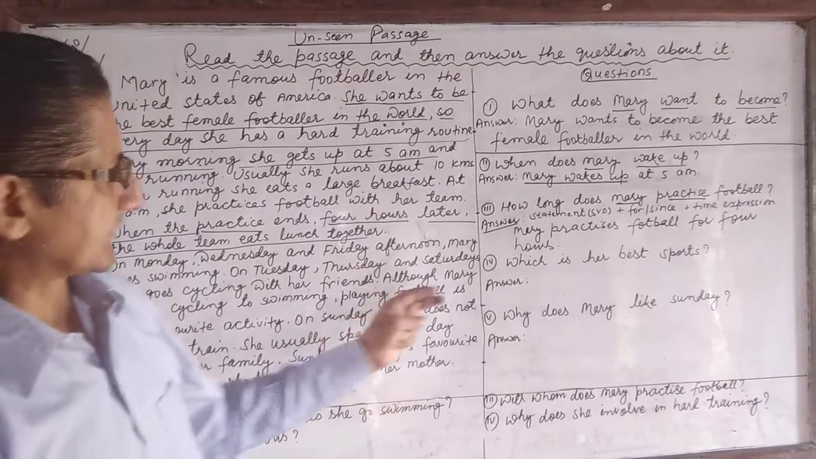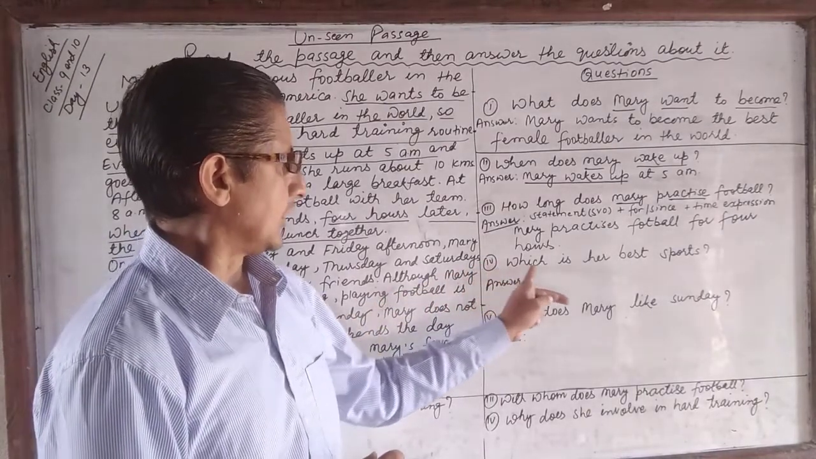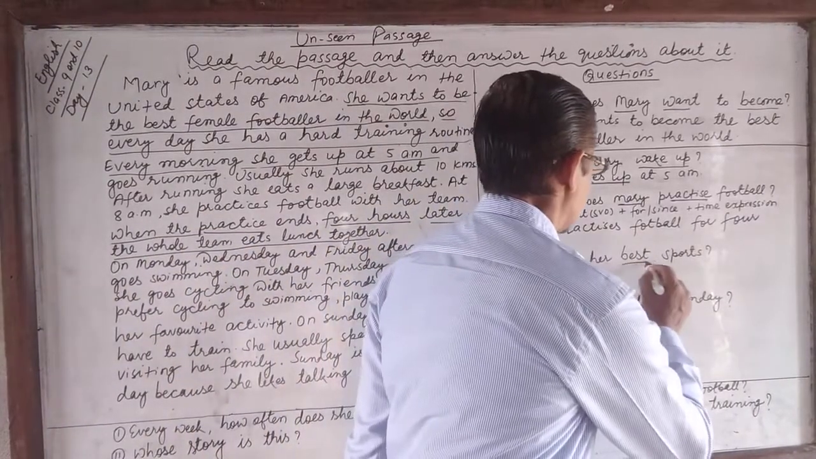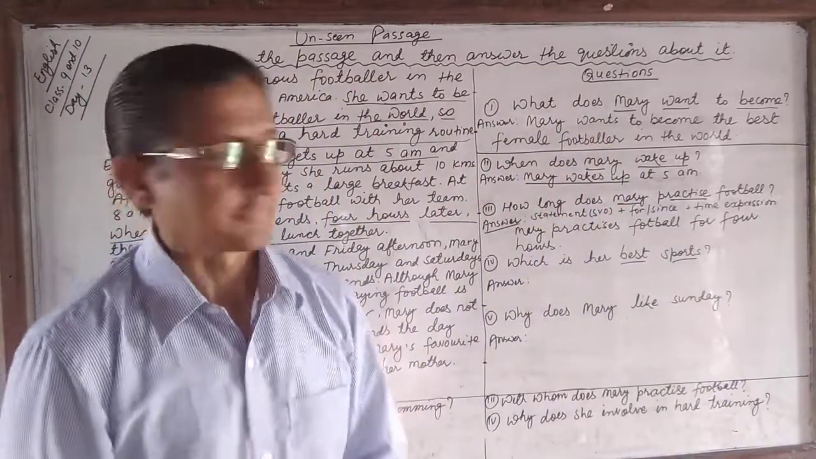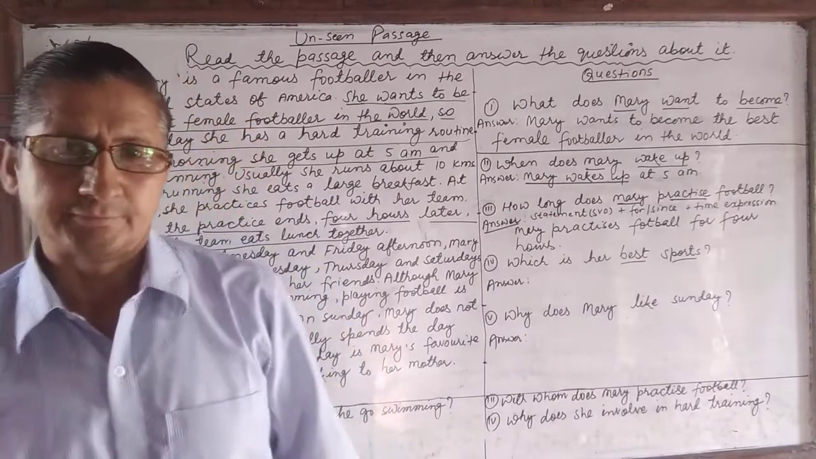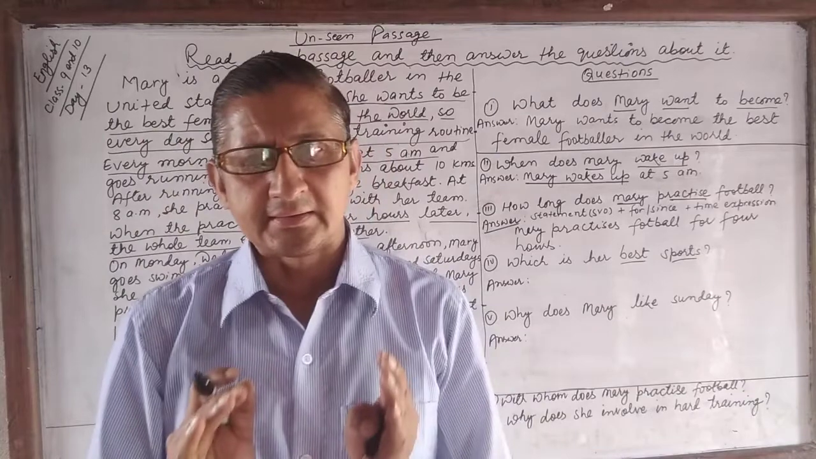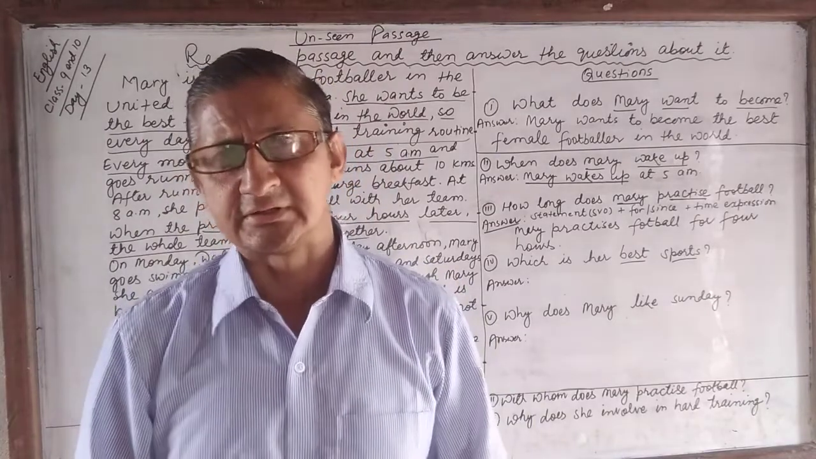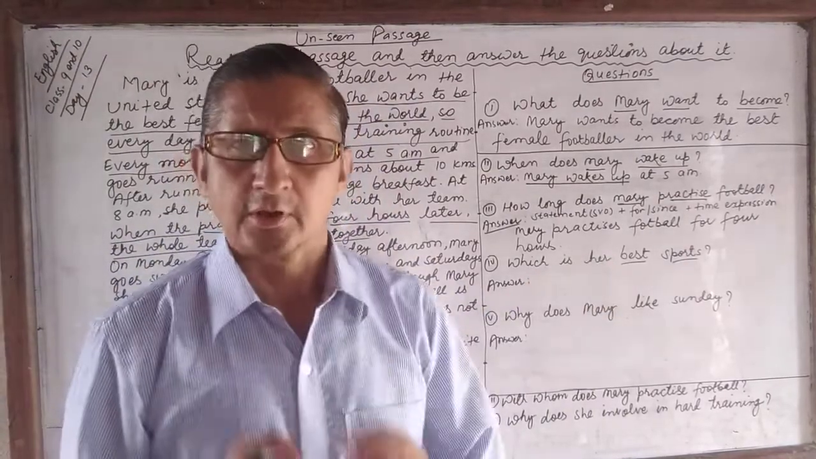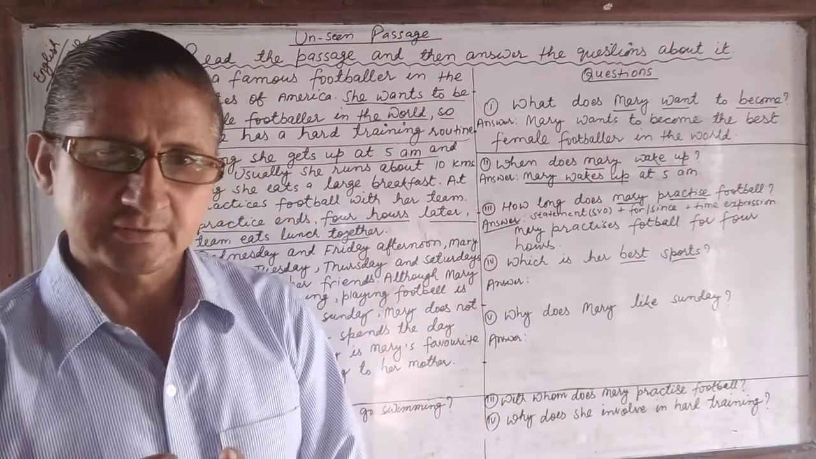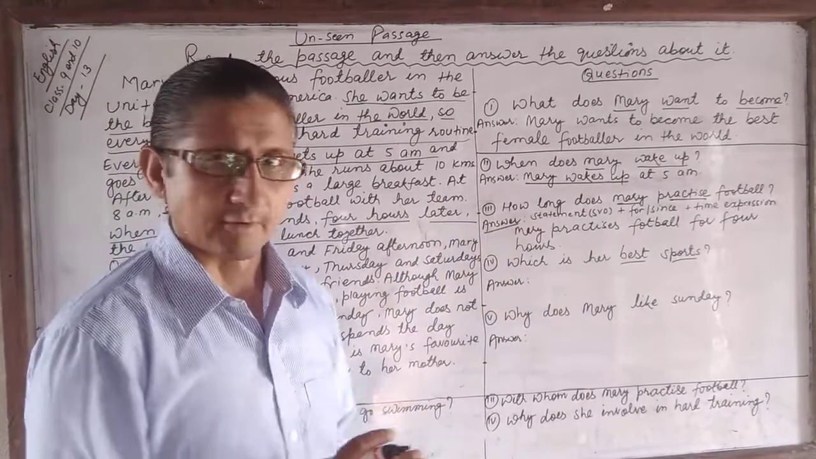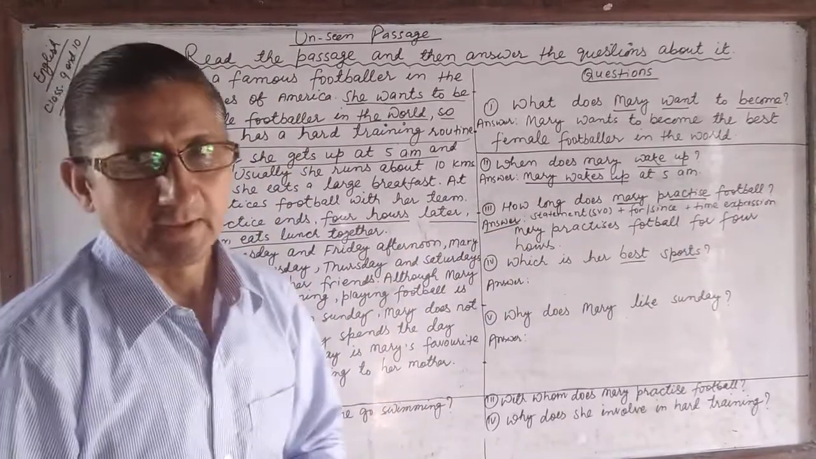Now let's discuss question number 4. Which is her best sports? Best sports. First we will underline it. Which is her best sports? Okay. The answer of which question can be a definite person or thing. While searching the answer of which question, we have to search for a definite person or thing from the passage. Okay. Let's read it.